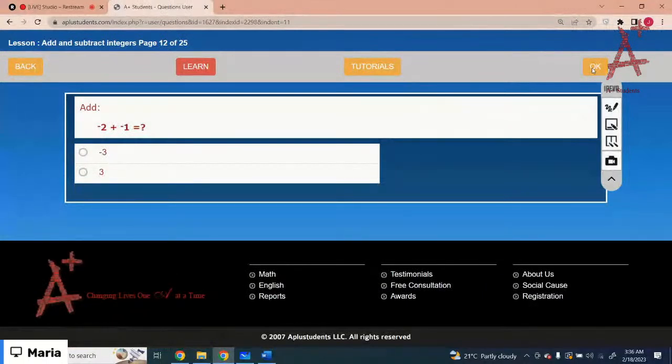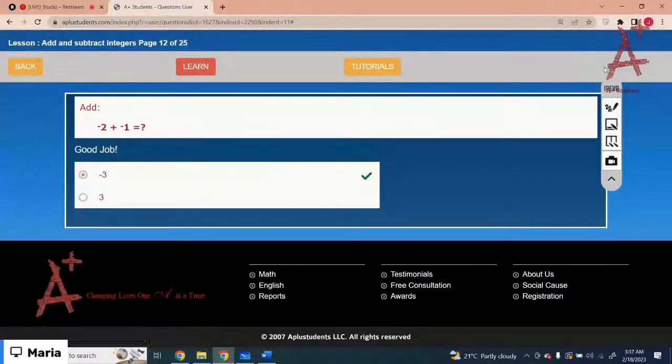Negative 2 plus negative 1. So both the numbers are negative. That means you have to add them. Got it? With a negative sign. So it is negative 3. So the correct option is negative 3. Both the numbers are negative. You have to add them with a negative sign. So it would be negative 3.